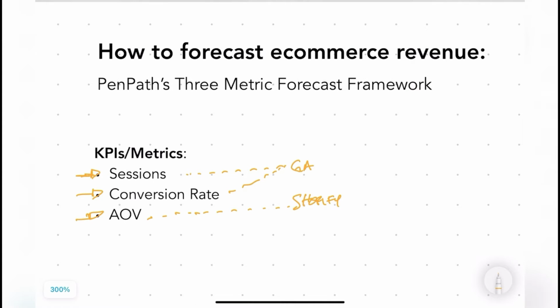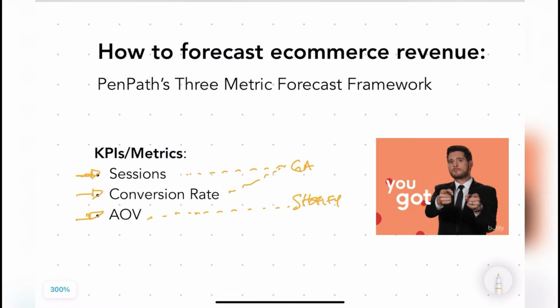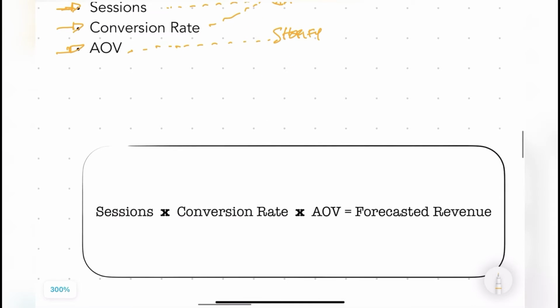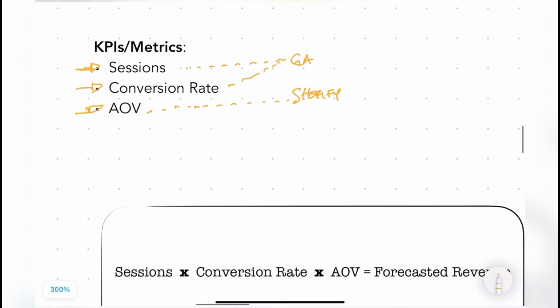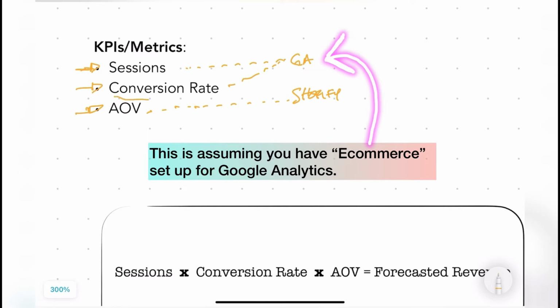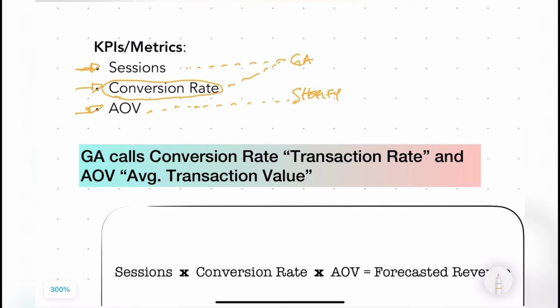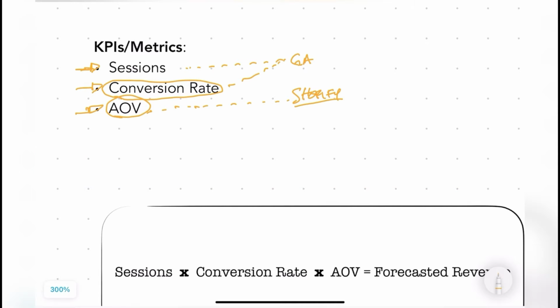This is your core starting point, a really low barrier of entry that anybody can do at any time if you need to do a quick forecast. So we're going to look at these 3 metrics from these different platforms. Quick nuance: we're assuming that you have e-commerce set up for GA, and conversion rate in GA is called transaction rate. And if you want to use AOV in GA, let's say you don't have access to Shopify, you're going to use average transaction value. So they have slightly different names in GA if you didn't already know.